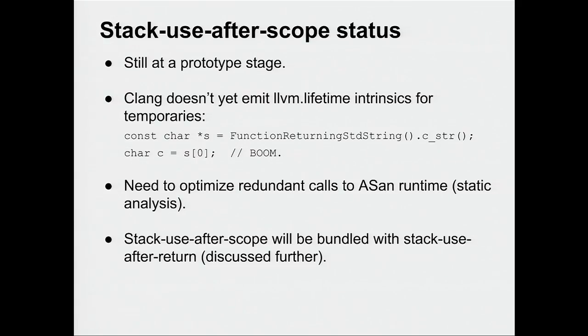First of all, Clang doesn't always emit lifetime intrinsics when we want it to. For example, it doesn't emit lifetime intrinsics for temporaries. It does it currently only for named variables, I believe. And we want to catch use-of-scope bugs on temporaries. We still need to use static analysis to avoid calling expensive runtime functions for each variable when we can prove statically that it's used fine.